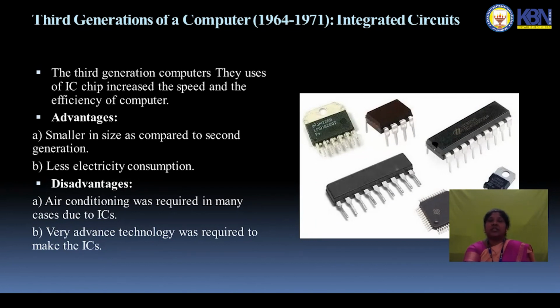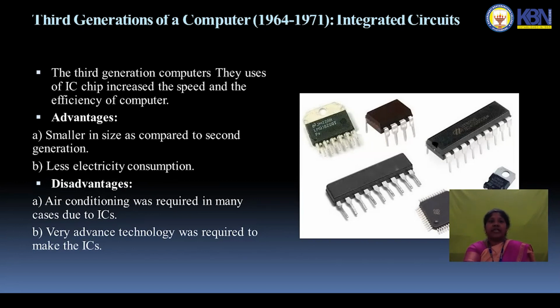In the third generation of computers, 1964 to 1971 time period, the technology we use is the integrated circuit. In the picture you can see what we call integrated circuits. In the third generation computers, they use IC chips. The IC chip is called an integrated circuit. It increases the speed and efficiency of computers. It gives more speed compared to the last two generations.